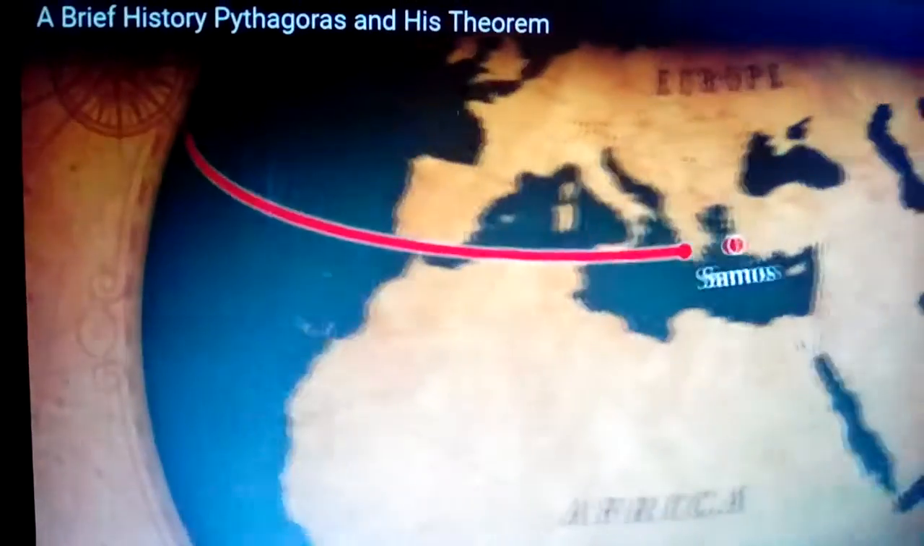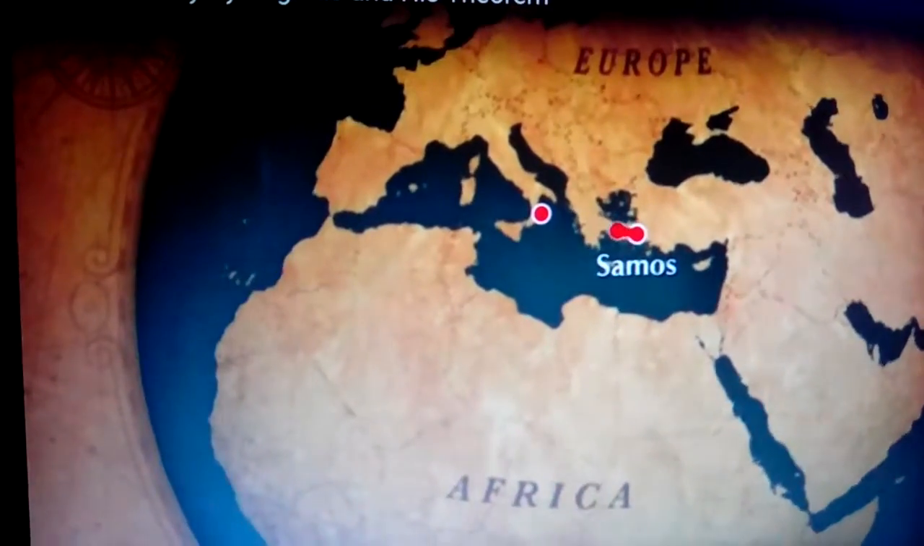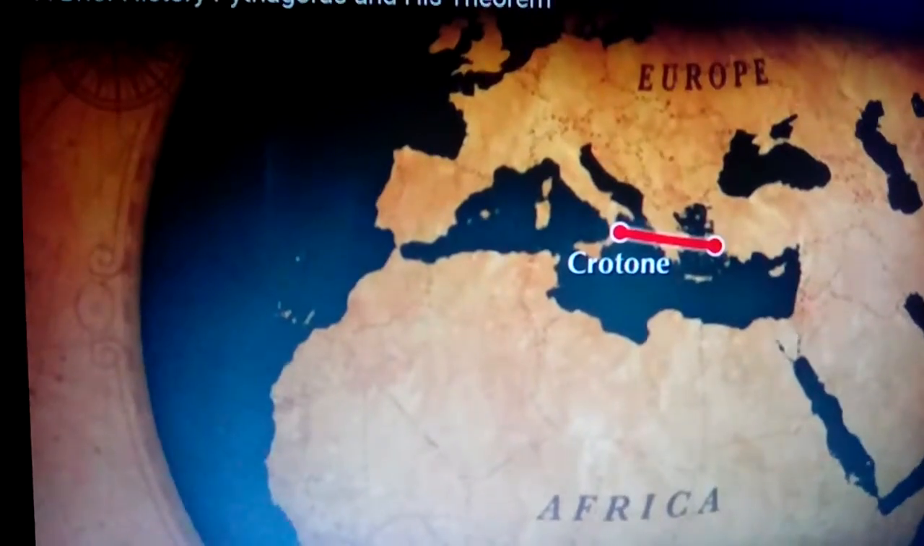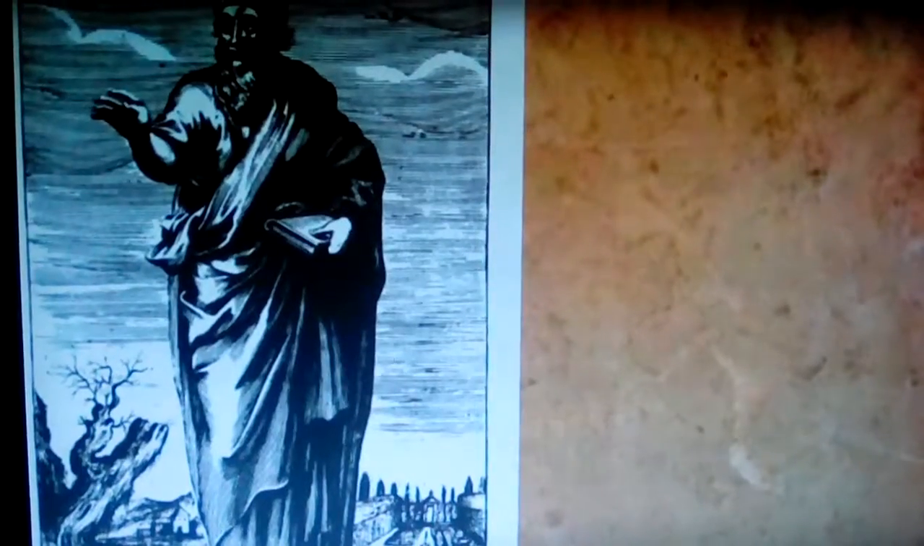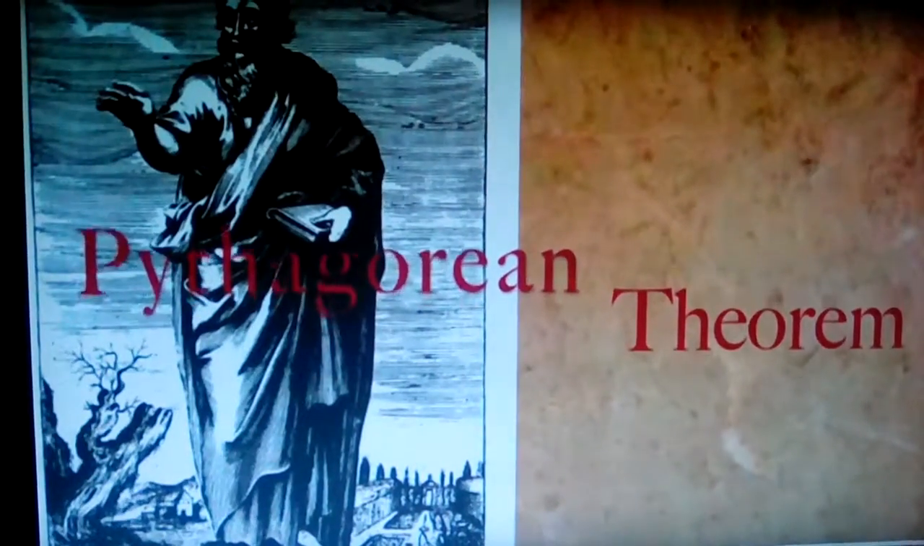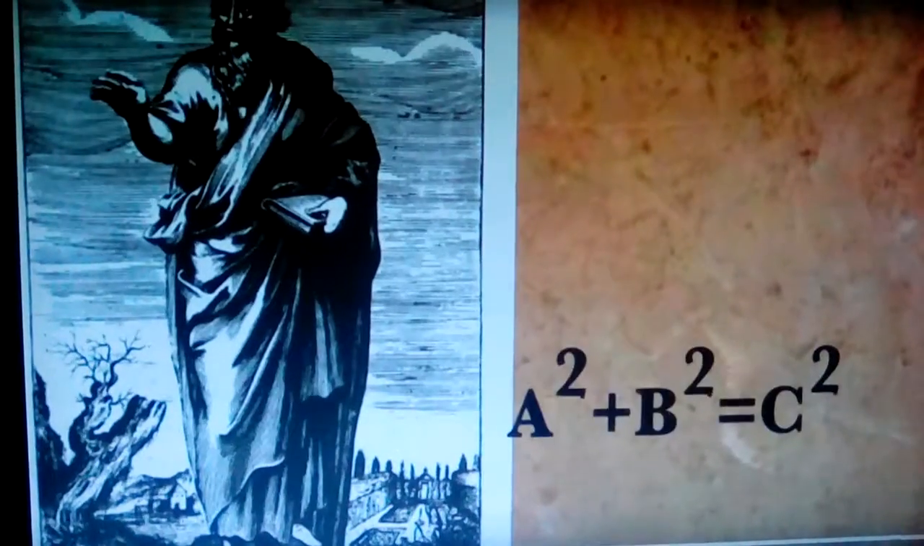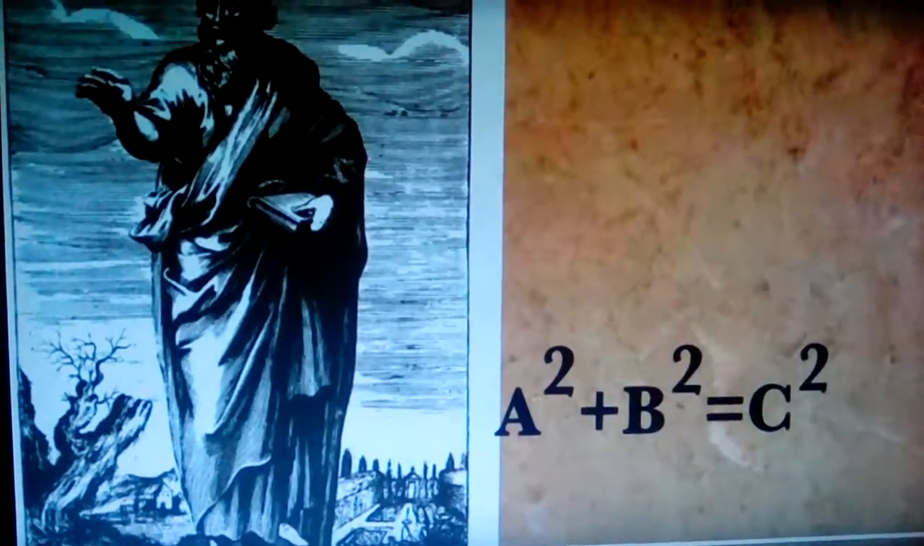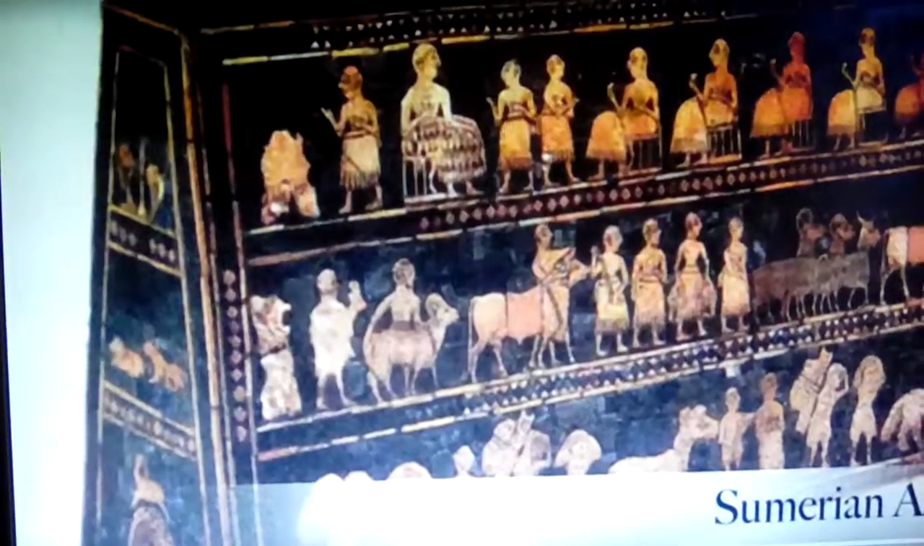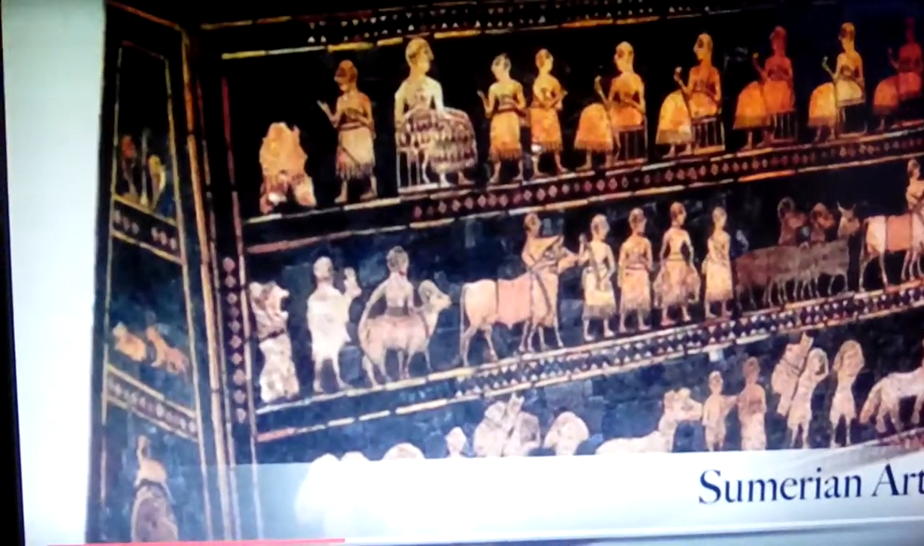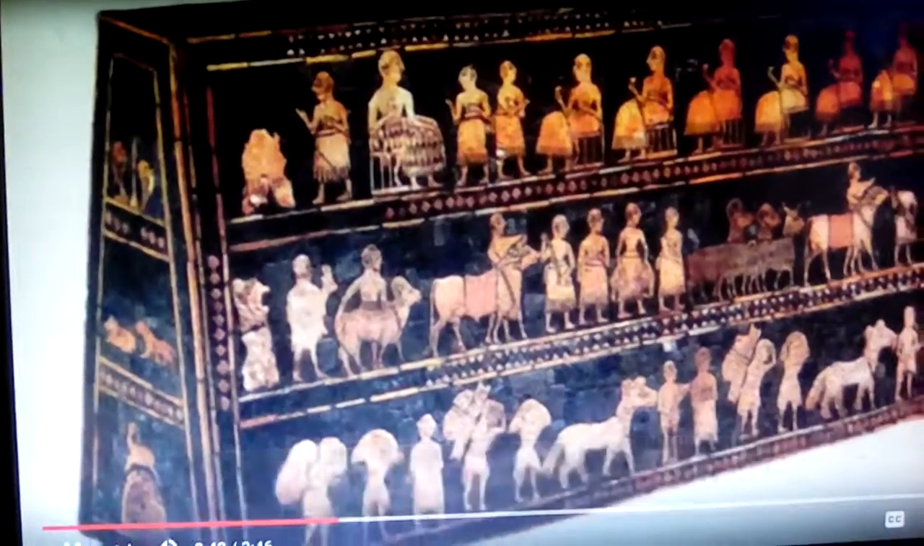Pythagoras was born around the year 500 BC on the Greek island of Samos. As an adult, he moved to an island off of the south of Italy called Crotone. Here he was regarded as a great philosopher and religious leader. Pythagoras is most famous for proving the Pythagorean Theorem, also known as a squared plus b squared equals c squared, although it should be noted that this equation was being used as early as the year 2000 BC by the Sumerians. Pythagoras was able to prove that it would always be true.